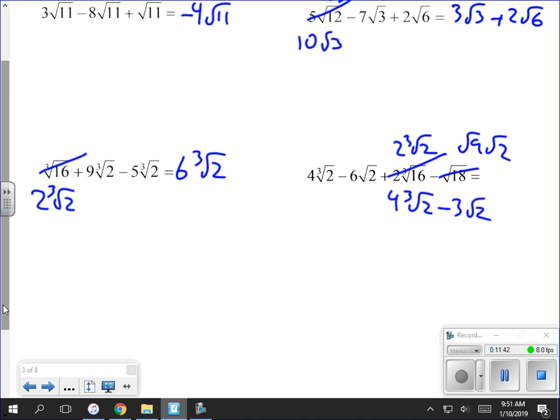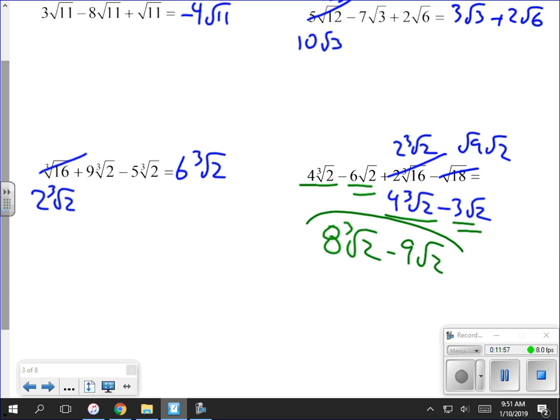Now I combine up my like terms. 4 cube root 2, another 4 cube root 2. That means I have 8 cube roots of 2. And then I have minus 6 root 2, minus 3 root 2. That's minus 9 roots of 2.